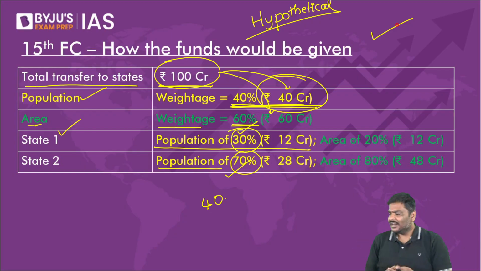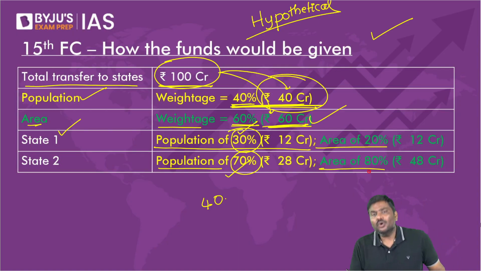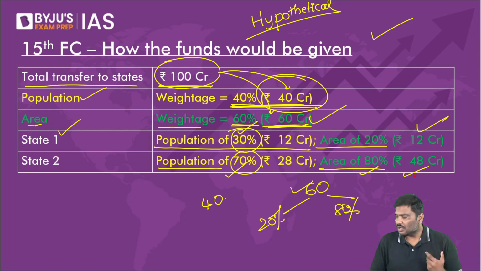For area, we have allocated 60% weightage, which means 60 crore rupees. State 1 has an area of 20% and state 2 has an area of 80%. Can we divide 60 crore into 20% and 80%? Yes. So 20% will be 12 crore, 80% will be 48 crore. This is how allocations are done based on the recommendations of the Finance Commission.